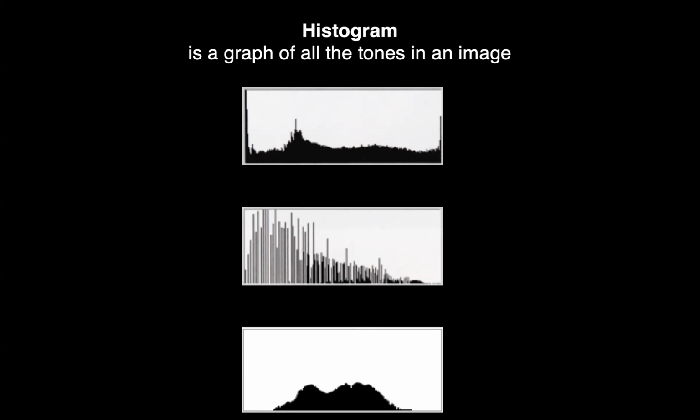Well, a histogram is a graph of all the values in the picture from pure black on the left to pure white on the right. And if you remember when I talked about histograms before, I talked about spiking or cliffs on the sides of the histogram graph. So this first histogram, I'm going to talk about the first one and the third one first, and then we'll go back to the middle one.